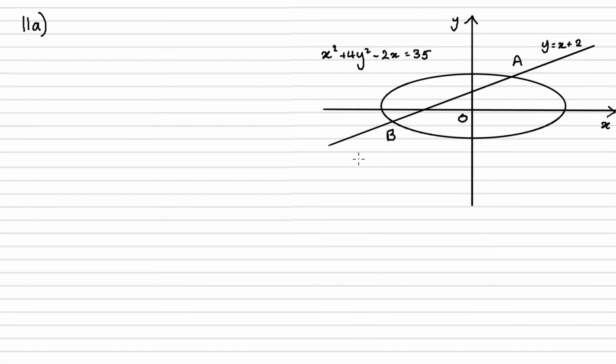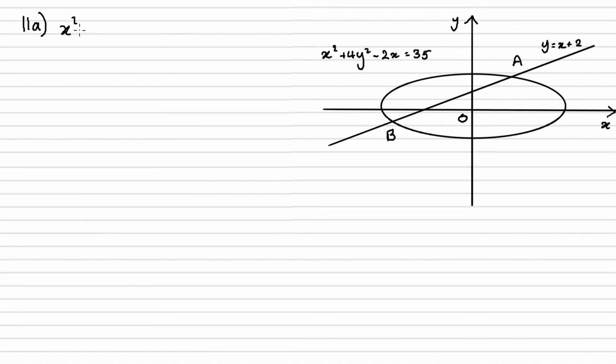So for question 11, we are told that the line y equals x plus 2 intersects the curve x squared plus 4y squared minus 2x equals 35 at the points A and B. And we've been asked to find the two coordinates A and B. Okay, so what we're going to be doing is simultaneous equations with the equation of the curve and the equation of the line. Okay, so I can just write them out here.